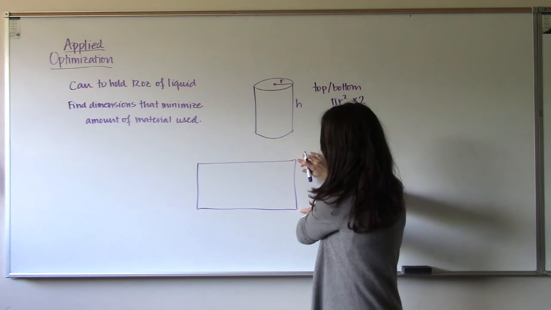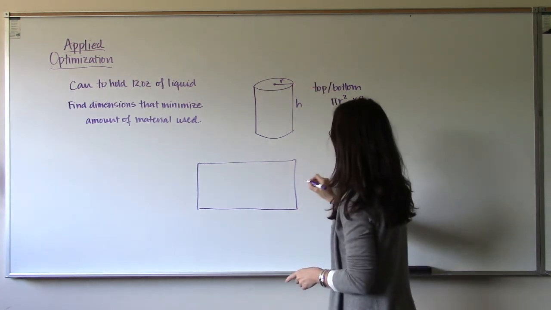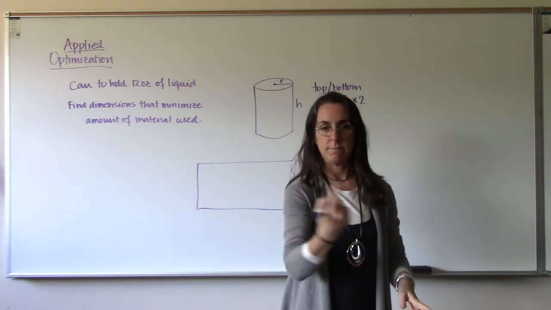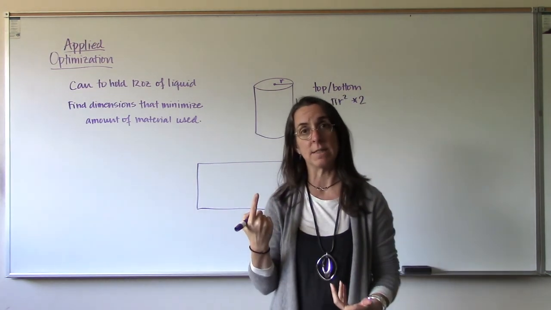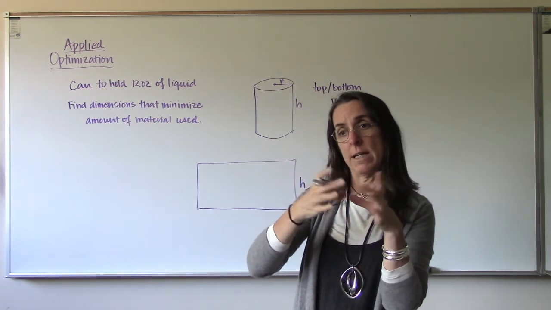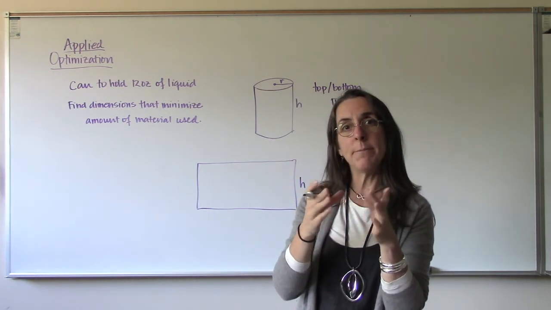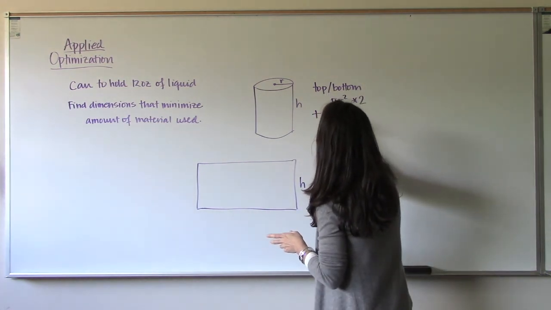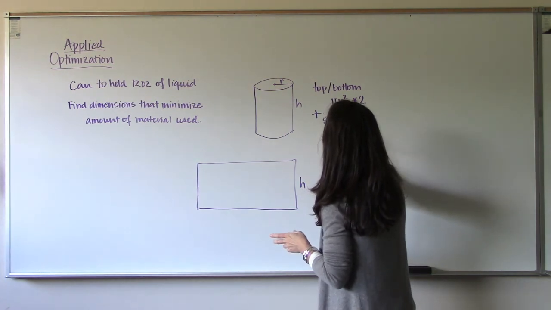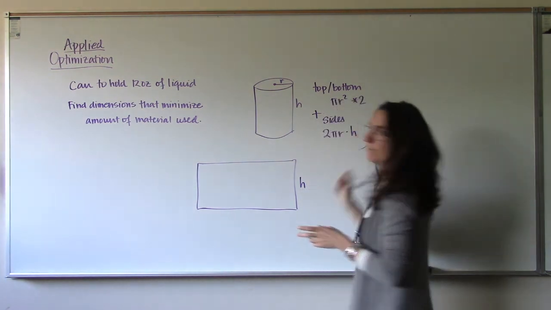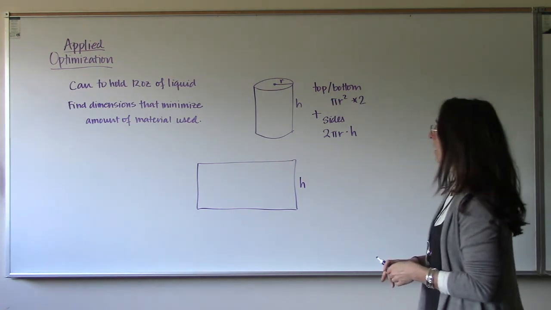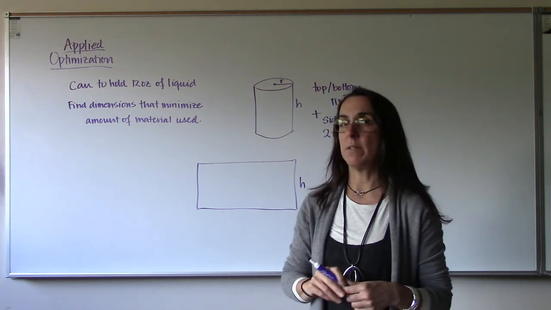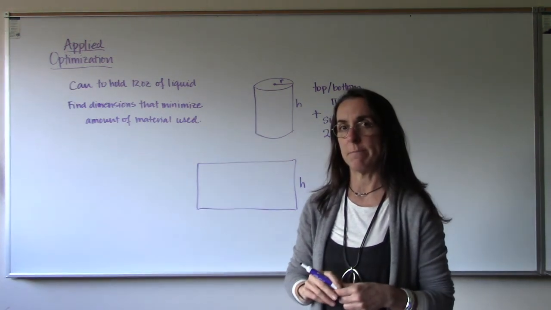And the height of the rectangle is the same as the height of the can. What's the width of the rectangle? It corresponds to the circumference of the can, right? And circumference is 2 pi r, okay? Plus the sides, which is 2 pi r times h, right?